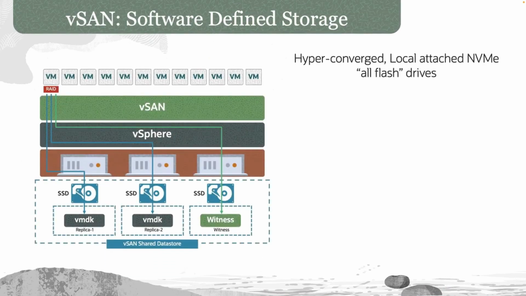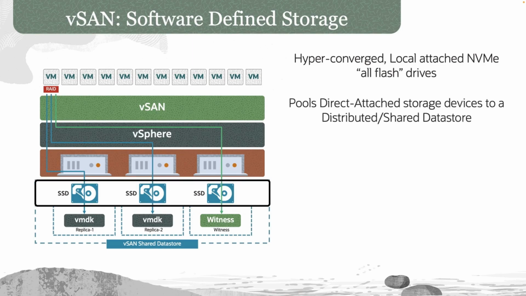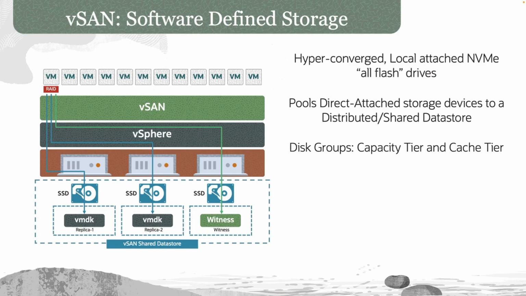vSAN is the hyperconverged storage part of the solution. The term hyperconverged means having high-performance NVMe all-flash drives attached directly to the bare metal compute instances, and that becomes a storage option for storing your VMs. With a software-defined approach here, you can combine these direct attached devices and create a distributed data store for deploying your VMs. vSAN uses a logical construct called disk groups, and it manages the storage devices into two different tiers, the capacity tier and the cache tier.